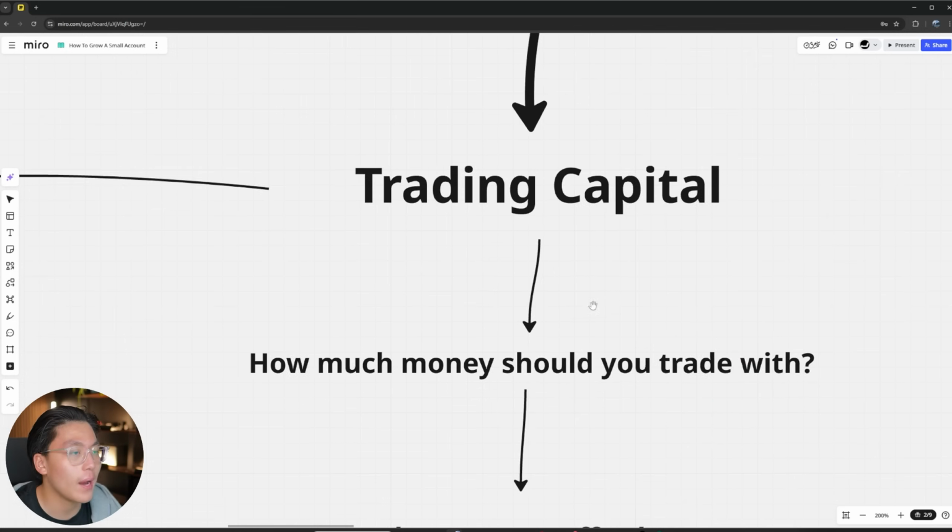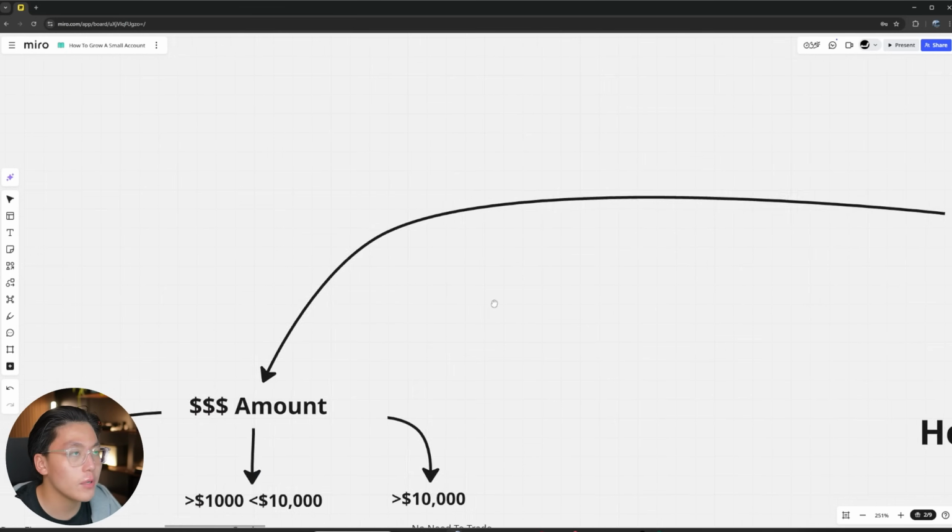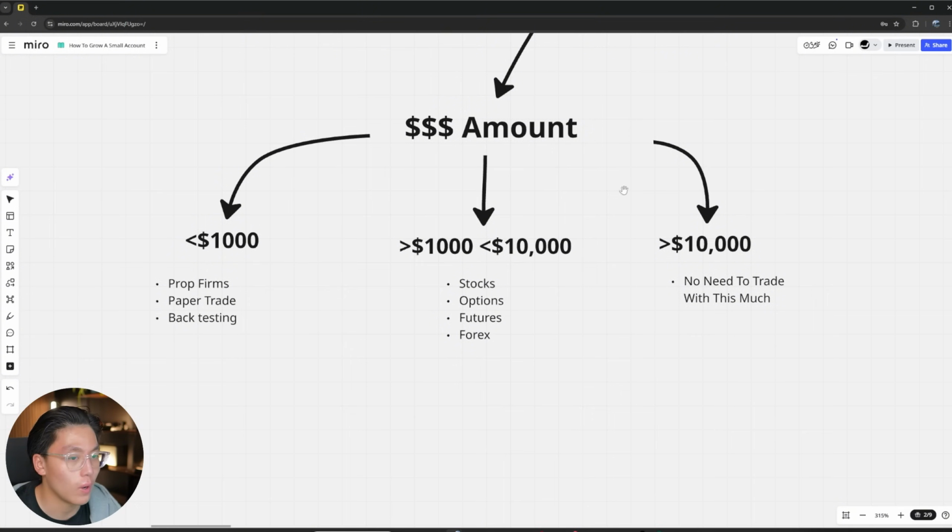But now let's go back onto trading capital and how much money we should start trading out with. So right here, what we have is the dollar amount, how much money we should have, and what asset classes we should trade depending on how much capital we have. So there's the scenario where I have underneath $1,000. If you have underneath $1,000, what I would recommend is primarily paper trading along with backtesting.